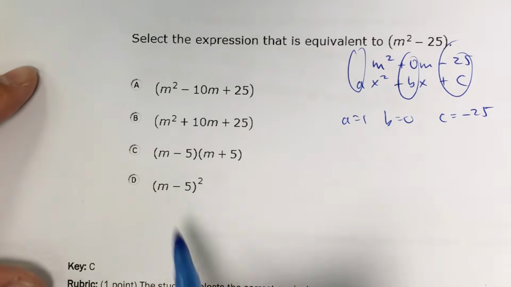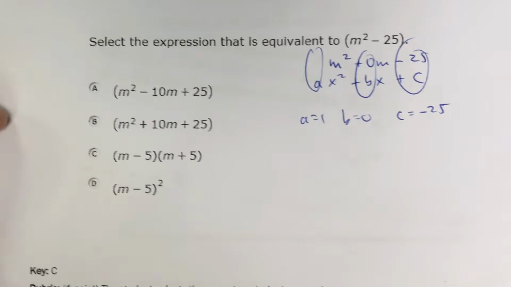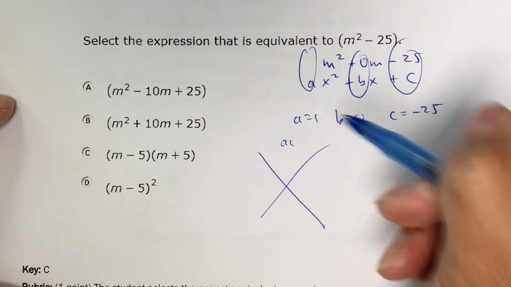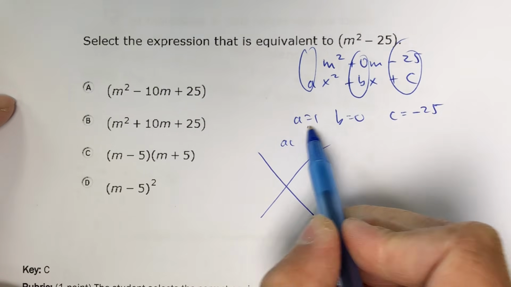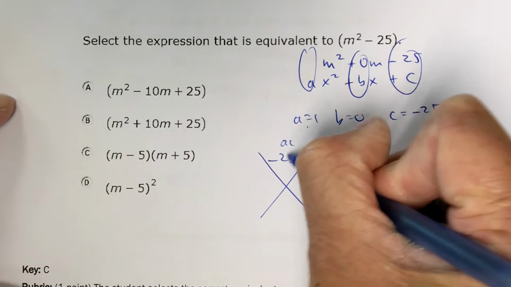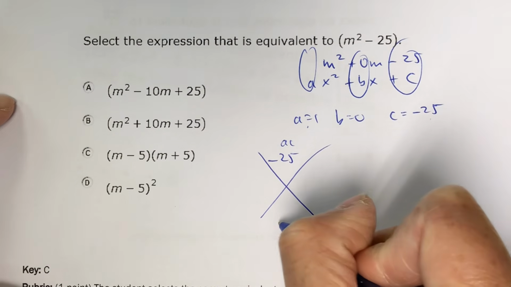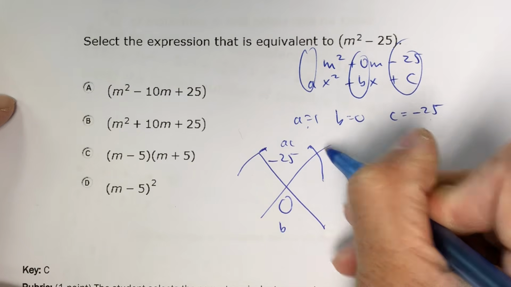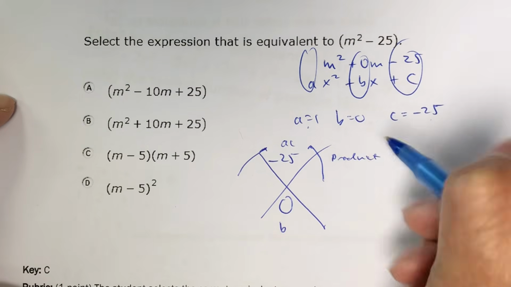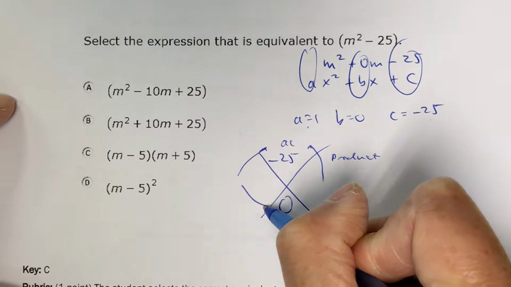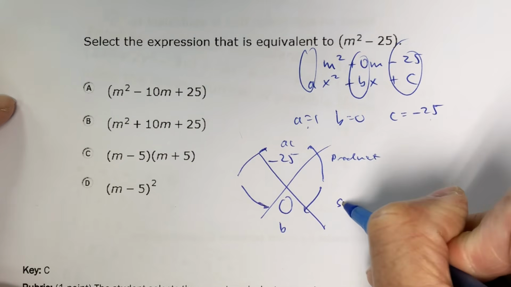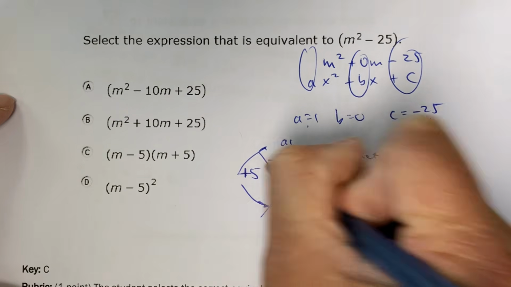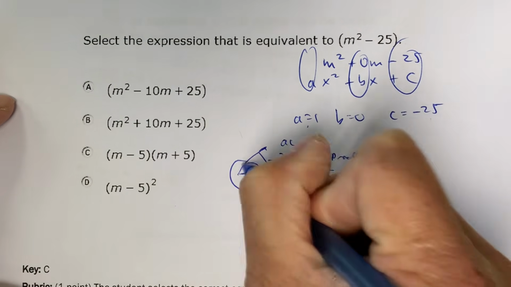If you look at what they're trying to do here, they're trying to factor. So I teach my students to factor by using the Xbox method. My two numbers: a times c is negative 25, and my b value is 0. I need two numbers whose product is negative 25, and those same two numbers' sum is 0. So those two numbers are going to be 5 and negative 5.